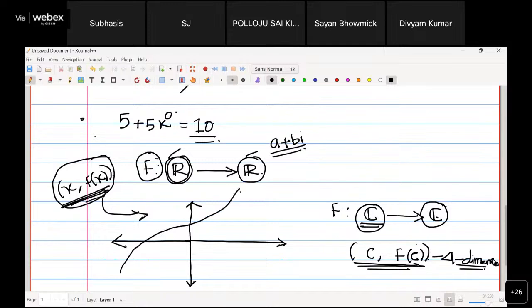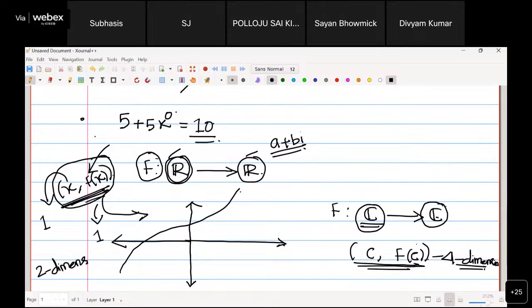This first coordinate is a real number, so it is a one dimensional thing. f of x is also a real number, so you are still in one dimension. But when you combine them, in the end you get a two dimensional thing.